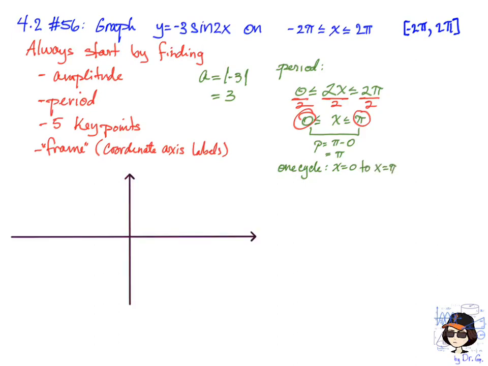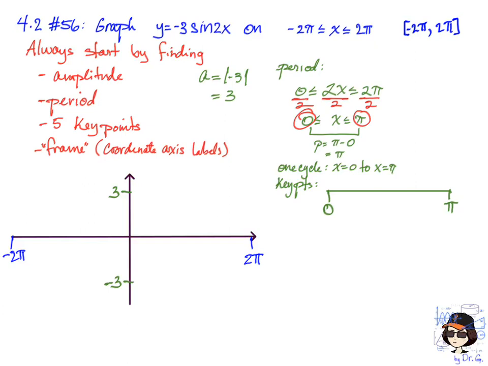So let's set up our frame. First of all, the problem asks us to go from negative 2 pi to 2 pi. We're going to start by just going from 0 to pi, and then we'll extend. Also, we need our amplitude. Our amplitude was 3, so we know our lowest and highest points are going to be negative 3 and positive 3. So now, what are the 5 key points? Well, you always start with the beginning and the end of your cycle. So 0 and pi are the beginning and ending points of one cycle.